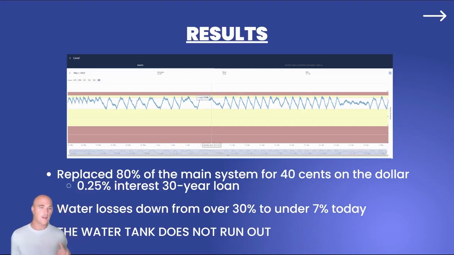And not only that, that 40 cents was lumped into a 0.25% interest rate 30-year loan. And at this time, I think inflation's between 5 or 7% right now, so they're making great money on that choice. Like I mentioned earlier, they went from 30% to 7%.